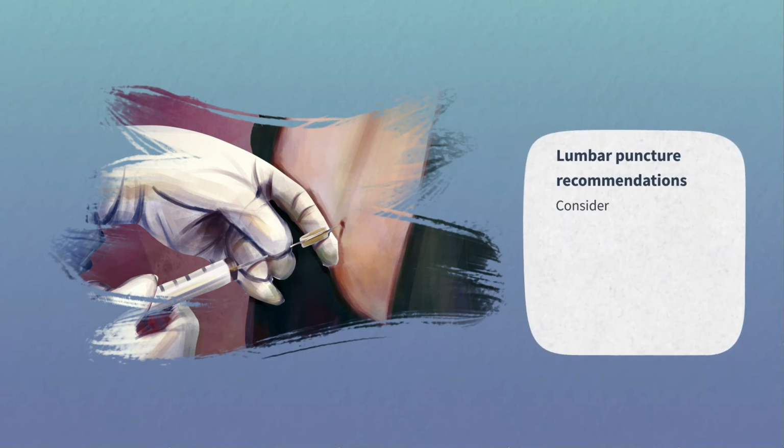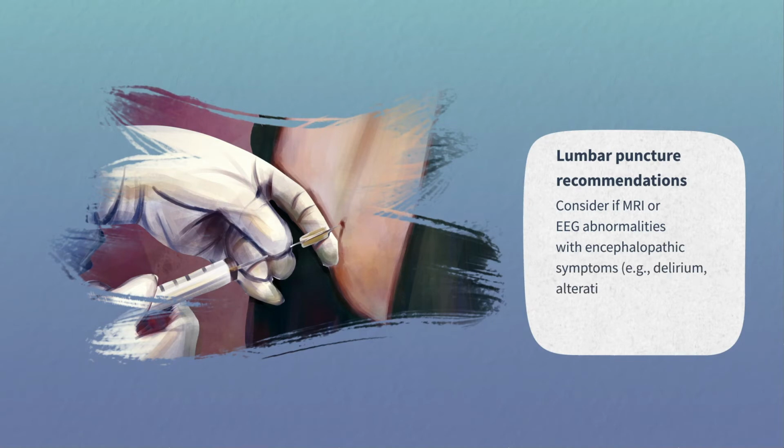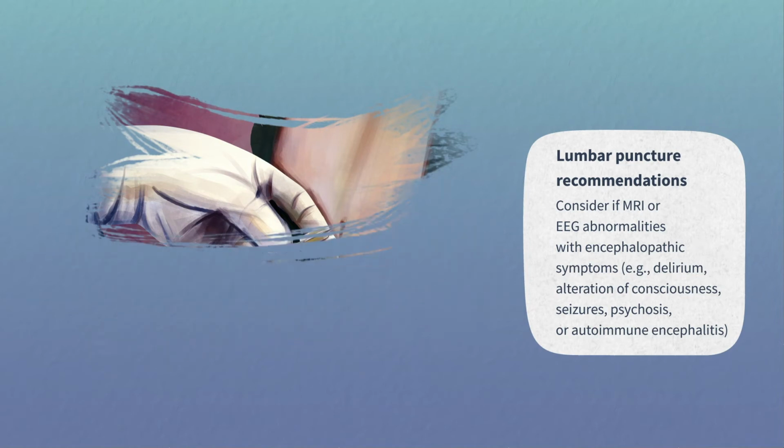Lumbar puncture should be considered if there are MRI or EEG abnormalities or encephalopathic symptoms such as delirium, alteration of consciousness, seizures, or psychosis, or if an autoimmune encephalitis is suspected. We did not do a lumbar puncture on Darius because he did not have these findings.